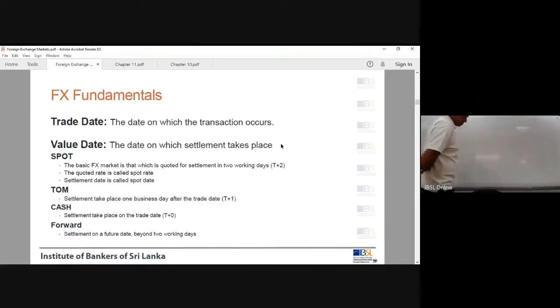Spot date is 2 working days after the trade date. If you did a transaction, let's say on Monday, spot date will be Wednesday. This is in terms of foreign exchange transactions. Spot date is the standard. All the exchange rates you see are spot rates, the rate that prevails 2 days after the transaction happens.